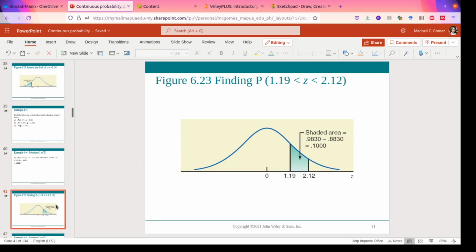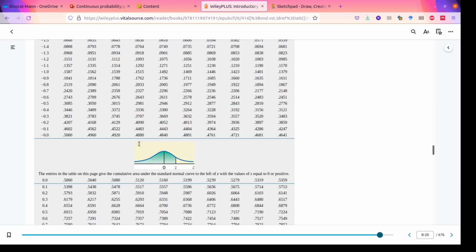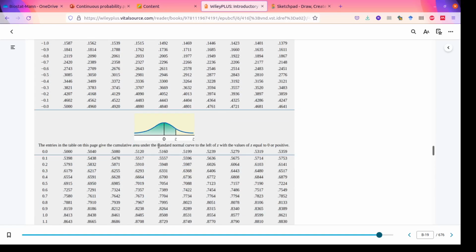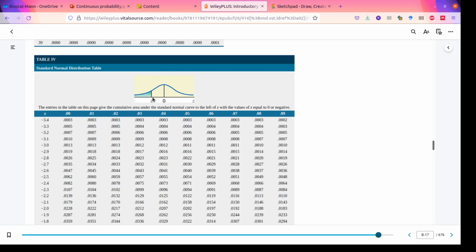Now, this is an important thing you should be careful about, because some tables will tell you the z value to the right. So just make sure that you read the table properly. Here, the values are to the left. So all of the values that are given to you are those to the left of your zero.